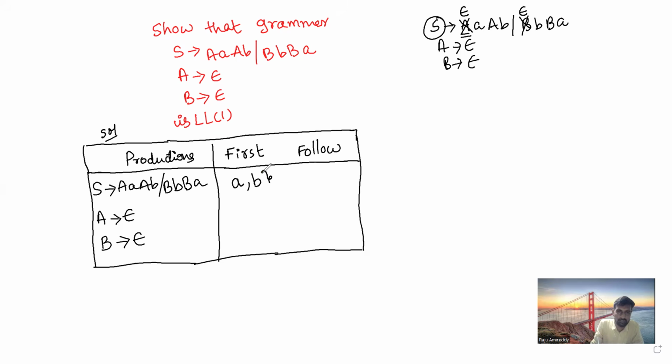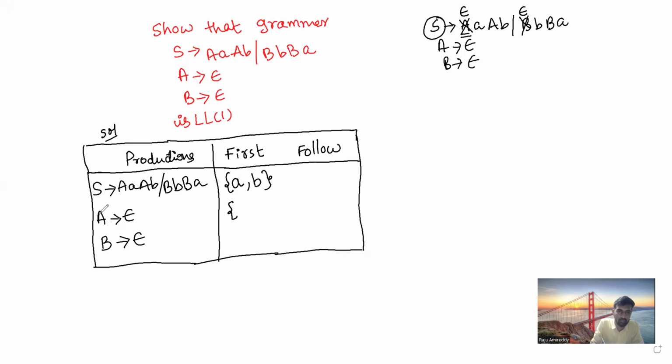I hope this is clear. Let me explain again. First of S is first of A, and first of S is first of B. There are two productions, S → AAAB and S → BBBA. S tends to A, but what is the value of A? A is ε. You substitute ε here, then you get A. Similarly, you substitute ε in place of B, then we get B. So this is the way to produce first.